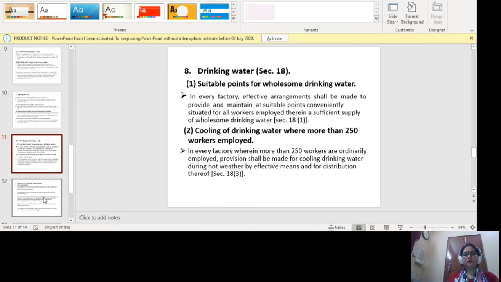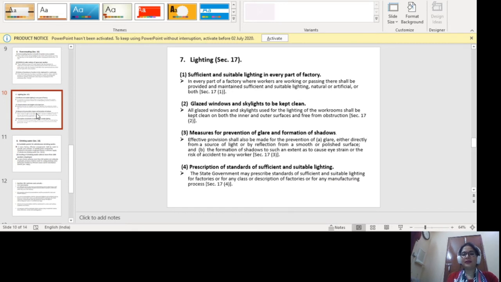Now, next is your lighting facilities. Sufficient and suitable lighting in every part of the factory should be there. Glazed windows and skylights to be kept clean. Measures for prevention of glare and formation of shadows should be there. Prescription of standards of sufficient and suitable lighting. The state government may prescribe standards of sufficient and suitable lighting for factories or for any class or description of factories or for any manufacturing process.